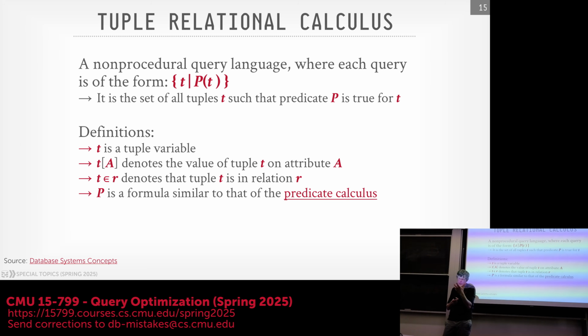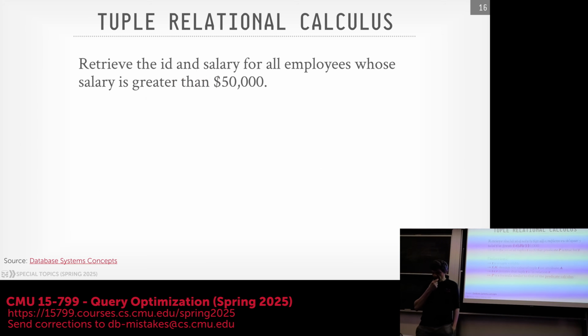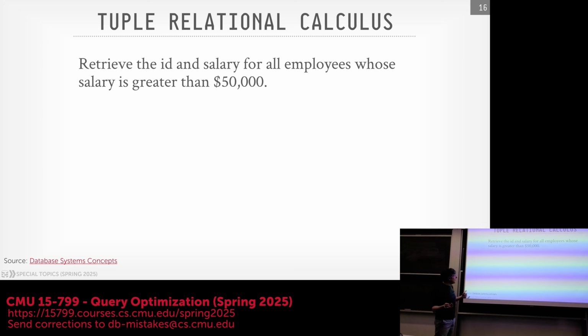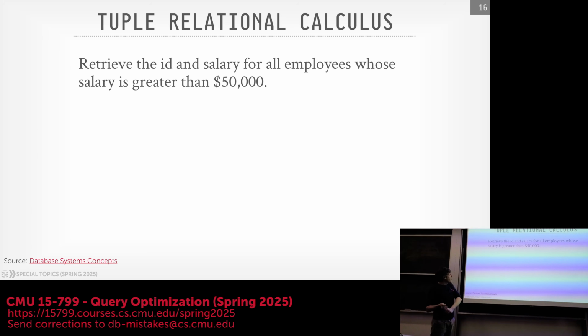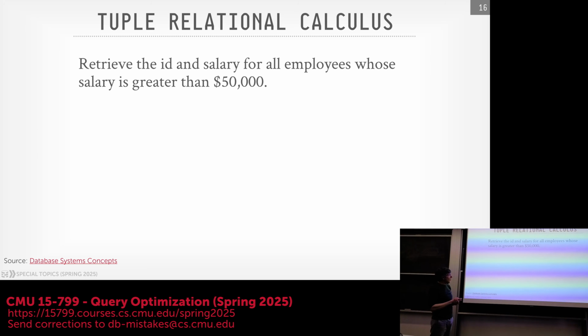In domain relational calculus, you basically define T as being like, here are the attributes that I want explicitly. They're basically the same. It doesn't matter for us. All right, so let's see a query in relational calculus where you want to get the ID and the salary for all the employees whose salary in some employee's relation is greater than 50,000.